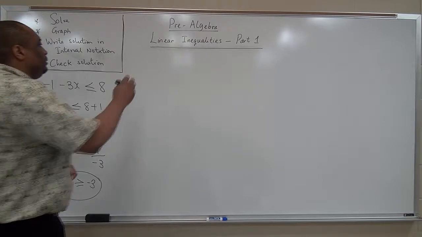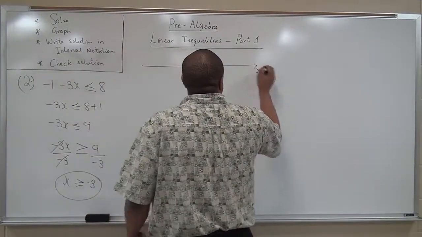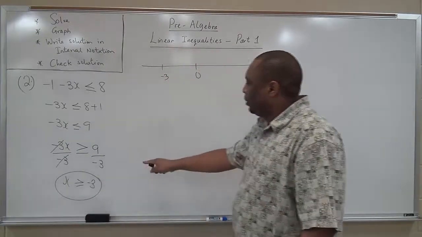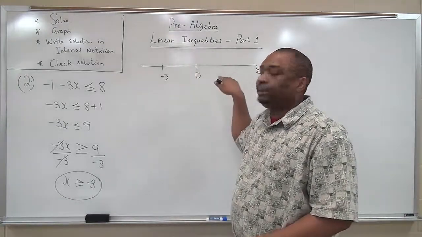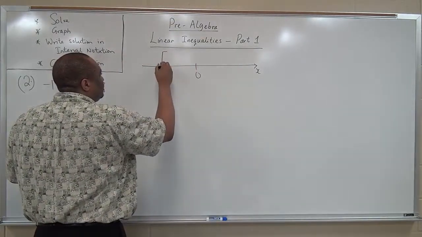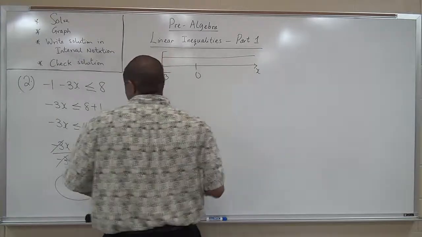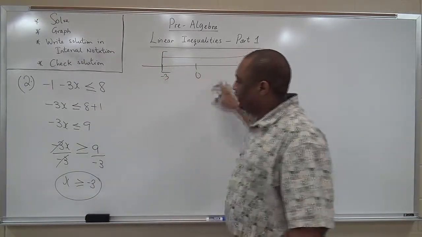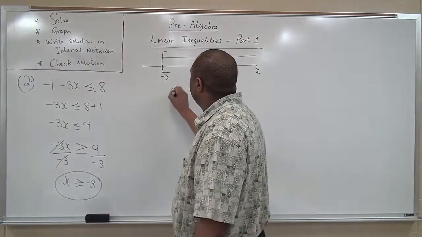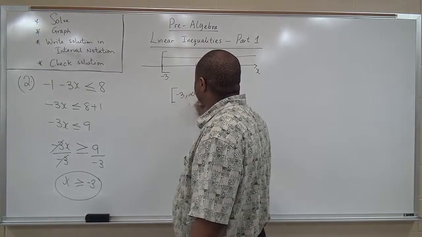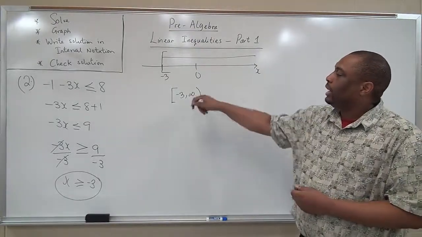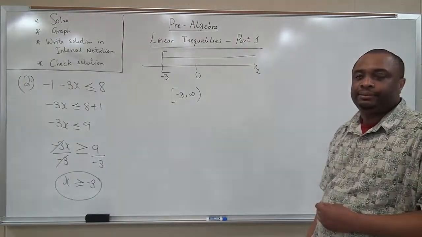Now, let's graph it. We draw a number line. We put x, we put 0, negative 3. And this will be what? It's going to be closed, going right. Closed interval, going right, because these are all the numbers greater than or equal to negative 3. So the solution set will be what? Closed interval negative 3, infinity, open. It's going to be a half open interval. Closed at negative 3, but open at infinity.